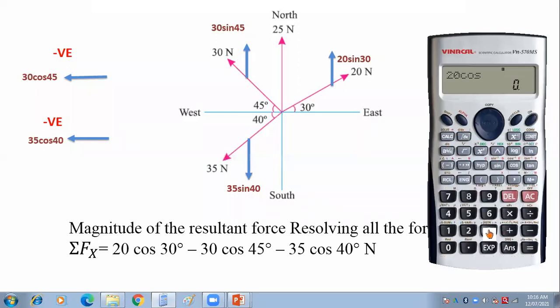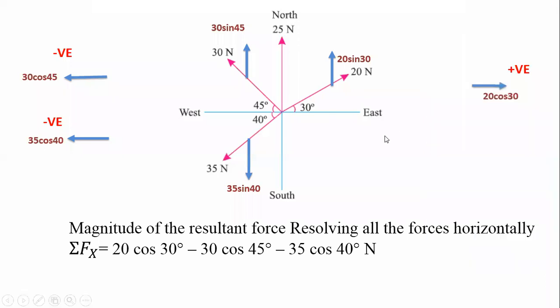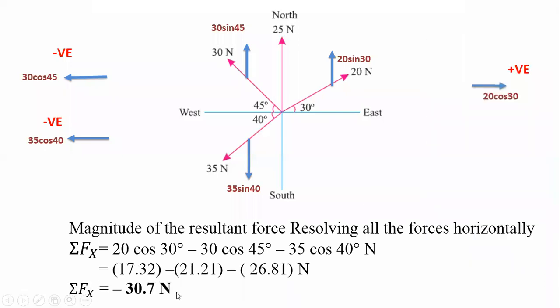20 cos 30, plus or minus, this sign we must clearly take into account. This 30 cos 45 minus 35 cos 40. Now let us make this calculation. Minus 30.70, minus 30.7 Newton, and what does the minus sign indicate?